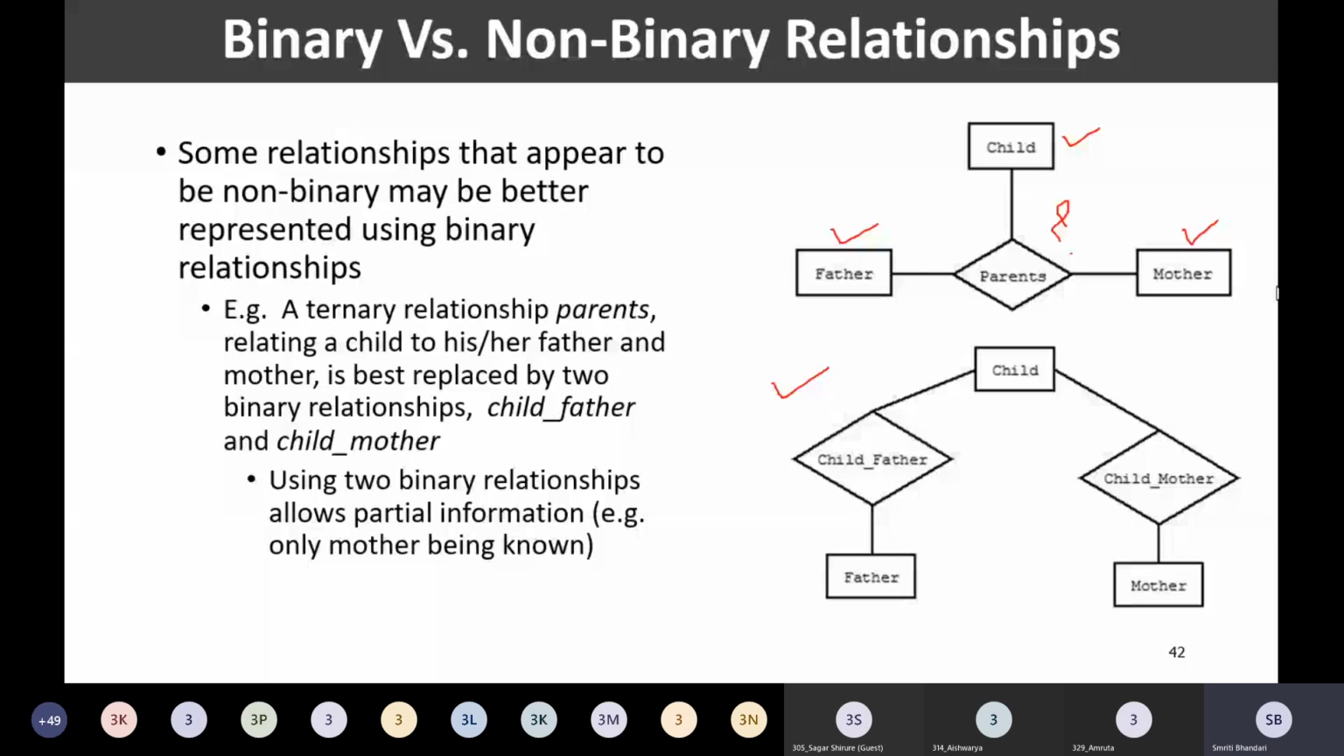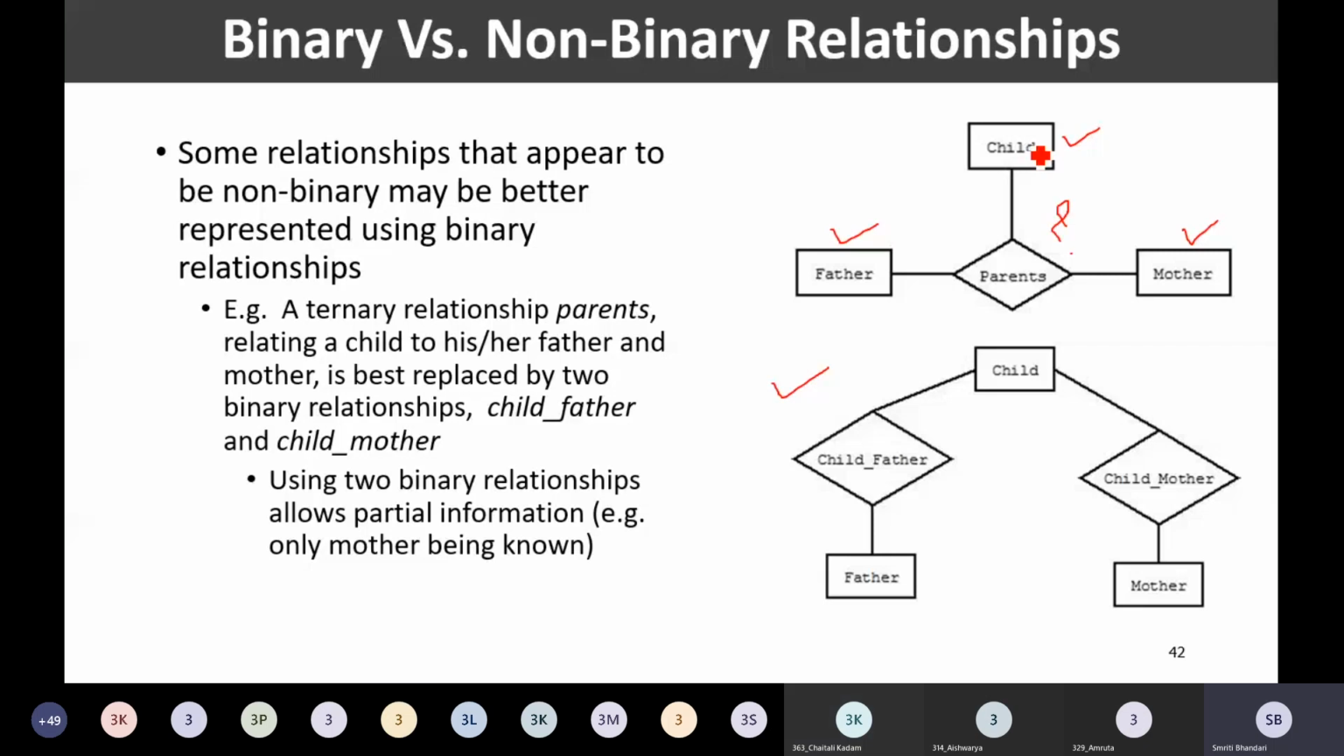But it's the same thing I am trying to represent. So what is this parent relationship denoting? This parent relationship is actually telling me who is the father and mother of a child. Am I correct? What is this parent relationship meant for? This relationship is telling me who is the father and who is the mother for the child. Correct? Yes or no?